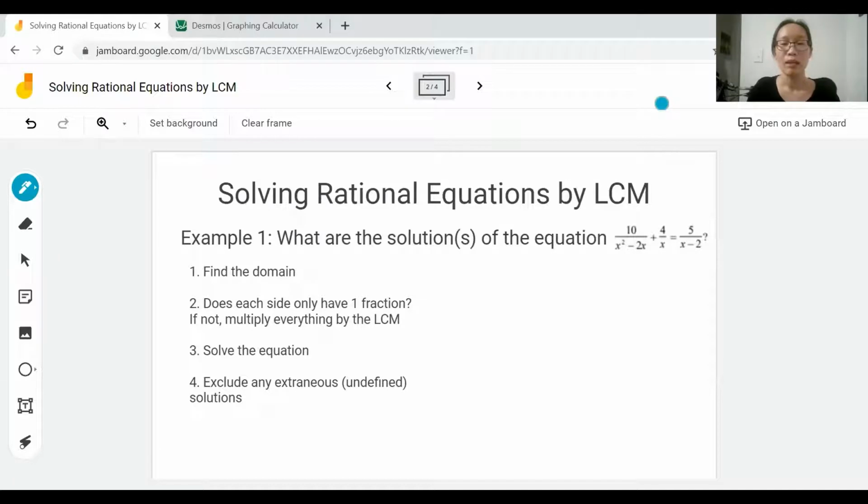In this example, we're asked to find the solutions of the equation 10 over x squared minus 2x plus 4 over x is equal to 5 over x minus 2. To do that, we're going to follow 4 steps.